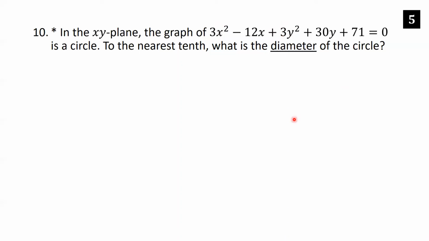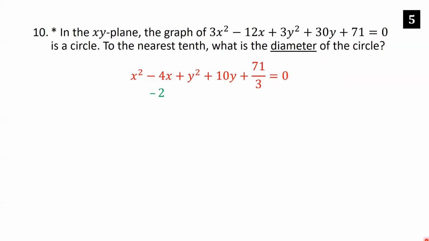We can't complete the square unless there are no numbers here, meaning there's a coefficient of 1 or nothing appears there. So to rectify this, I'm just going to divide the whole equation through by 3, right? 3x squared over 3 is just x squared. Negative 12x over 3 is negative 4. 3y squared over 3 is y squared. 30y over 3 is 10y. And 71 over 3, I just leave as 71 thirds. And finally, when you divide 0 by 3, you just get 0.